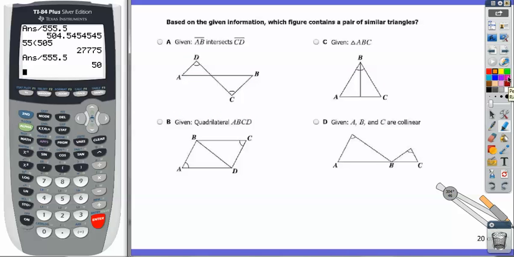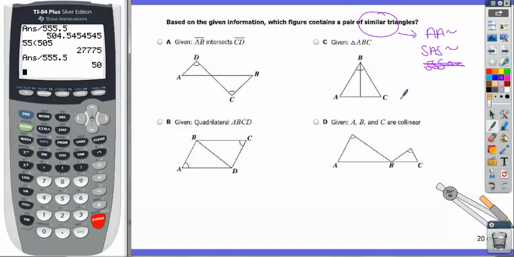Now, based on the given information, which figure contains a pair of similar triangles? Well, I need to know a couple of things. Similar triangles, by the way, I'm dealing with three options. The angle-angle similarity, side-angle-side similarity, or side-side-side similarity. So I either know that all the angles are the same, I know the sides are proportional, but I have a mixture of sides and angles, two sides and one angle, or all sides. Now looking at all these pictures, there's an angle marked in all of them. So what I do know is that side, side, side's pretty much out.